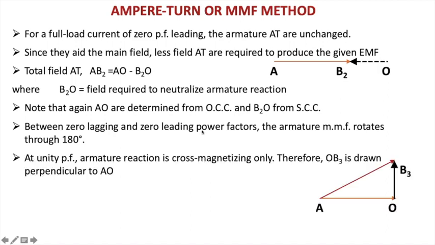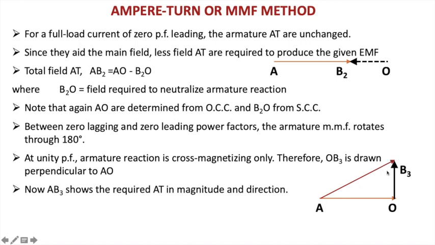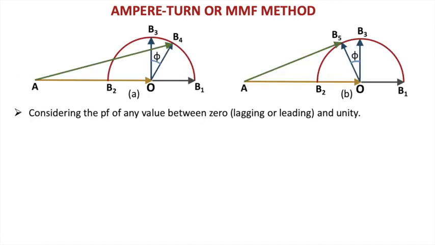So at unity power factor, the armature reaction will be cross magnetizing and therefore OB3 will be drawn just perpendicular to AO, and AB3 is the actual field ampere turns required in magnitude and direction. Now over here we have drawn the vectors which show this circle where the variation of the field takes place for the lagging power factor and the leading power factor.